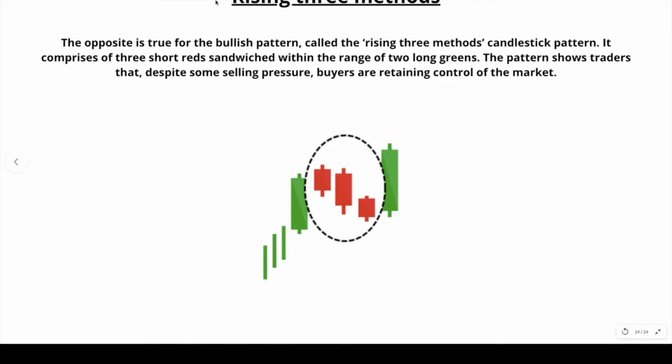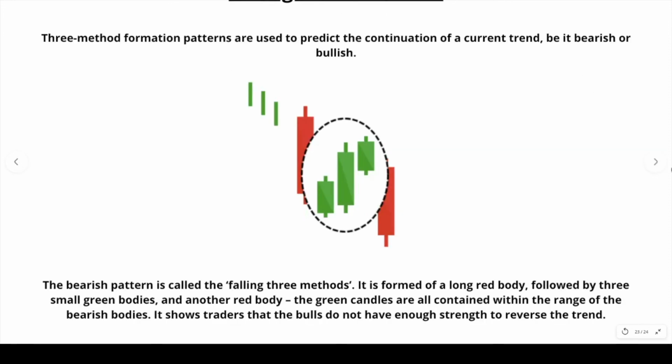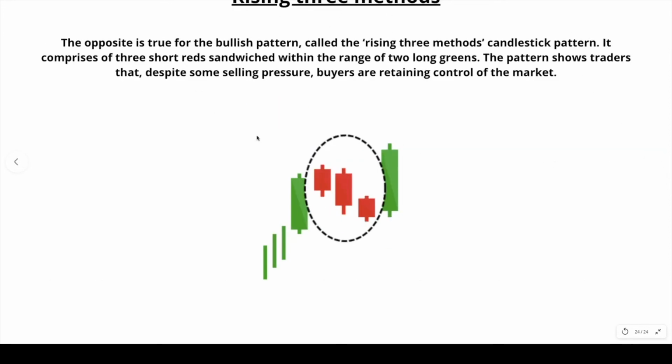Next up, we have the rising three method pattern. The opposite is true for the bullish pattern called the rising three method candlestick pattern. It comprises three short reds sandwiched within the range of two long greens. The pattern shows traders that despite some selling pressure, buyers are retaining control of the market. So looking at the rising three method compared to the falling three method, it is basically the opposite.